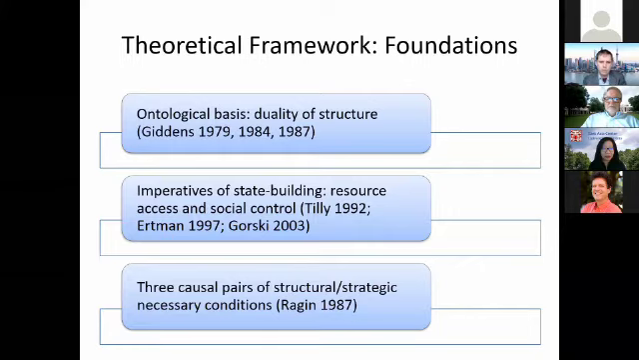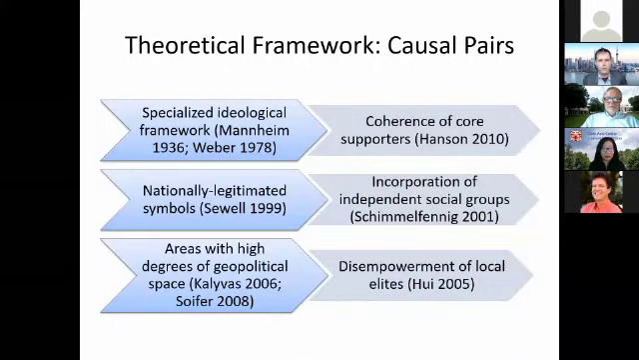So with that, and with those two foundations in mind, let's turn to the three causal pairs of structural and strategic necessary conditions that comprise my theoretical framework. So the first one is the availability or development of a specialized ideological framework. So here I'm just simply referring to some relatively coherent collection of concepts pertaining to, number one, how society operates, and number two, what ideal kind of society do we want to have as a group.